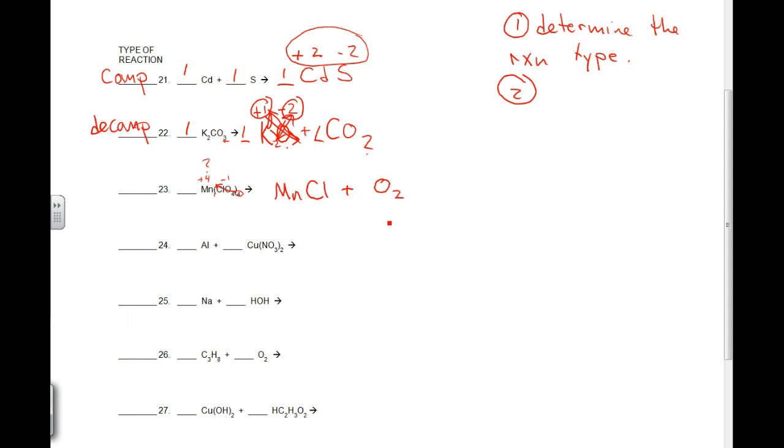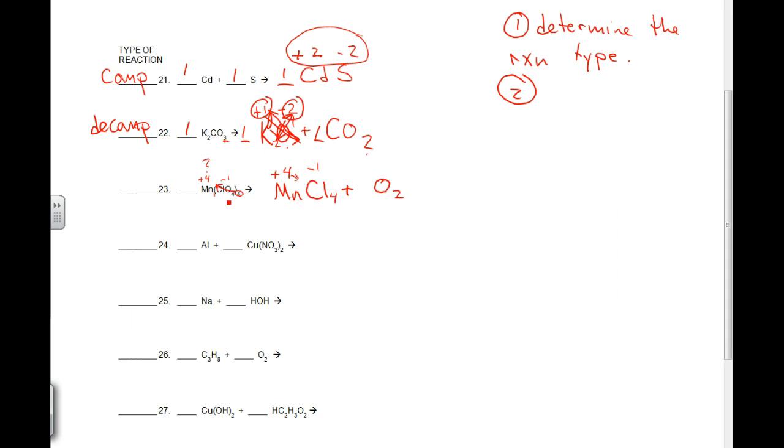Now I have to balance. Alright, well, sorry, I need to balance the charges first. Remember, Mn is a +4. Cl is a -1. I'm going to switch them. MnCl4.